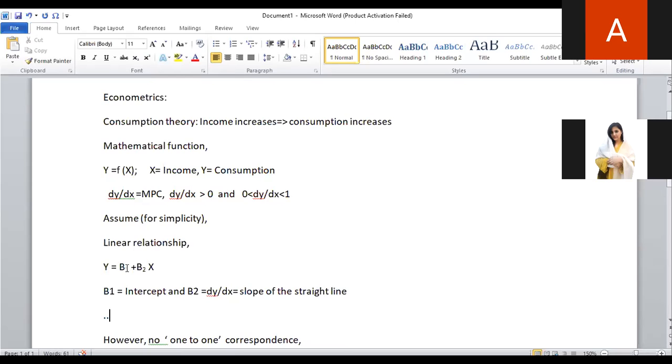So what is beta 1? If x is 0, y would be equal to beta 1. When income is 0, consumption will be beta 1, which is also called autonomous consumption. And beta 2, which is dy/dx, is also called the MPC.